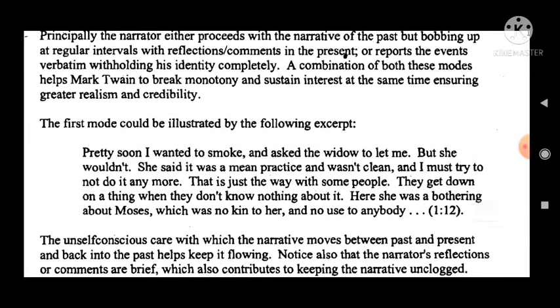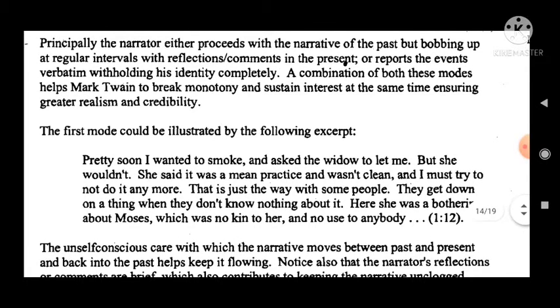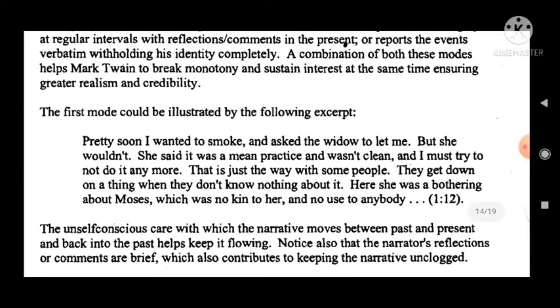A combination of both these modes helps Mark Twain to break monotony and sustain interest, at the same time ensuring greater realism and credibility. The first mode could be illustrated by the following excerpt.